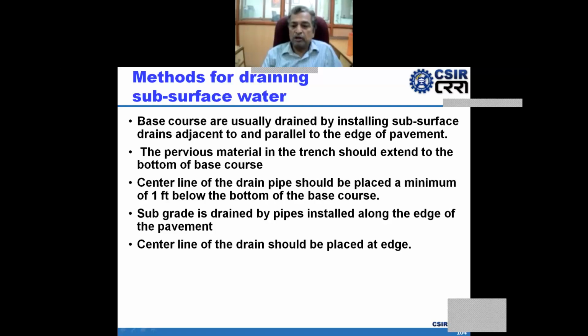Base courses are usually drained by installing subsurface drains adjacent to and parallel to the edge of the pavement. Pervious material in the trench should be extended to the bottom of the base course. The center line of the drain pipe should be placed a minimum of 1 foot below the bottom of the base course. The subgrade is drained by pipes installed along the edge of the pavement, and the center line of the drain should be placed at the edge.